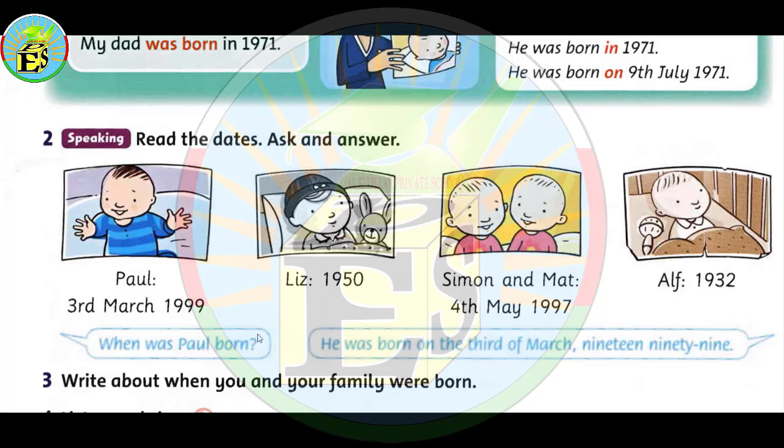All right, let's move to the second picture. And now we will talk about Liz. We only have the year. So the question is going to be, when was Liz born? When we have the year only, we have to use, look at the white box right here, up here. When we have the year, we only use in, the preposition in. So the answer is going to be, she, because she's a girl, she was born in 1950.